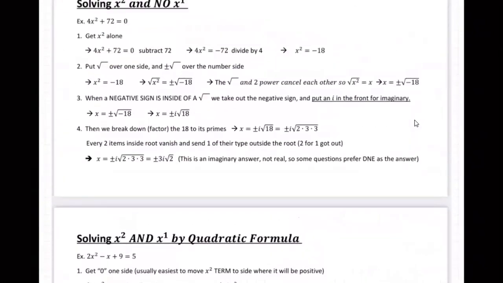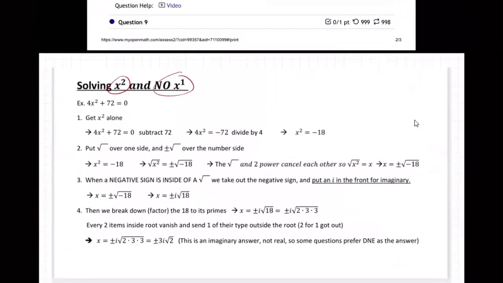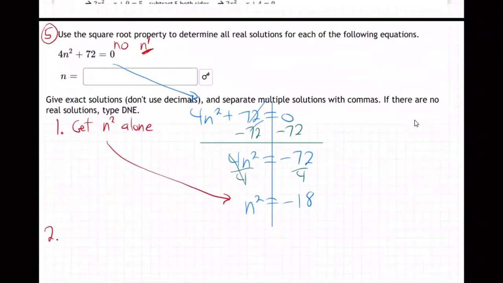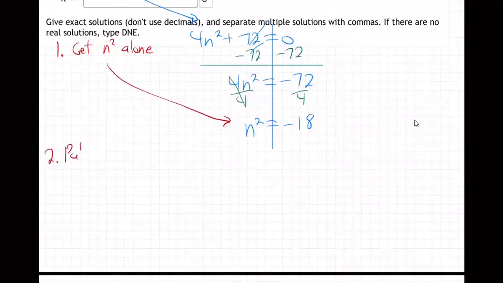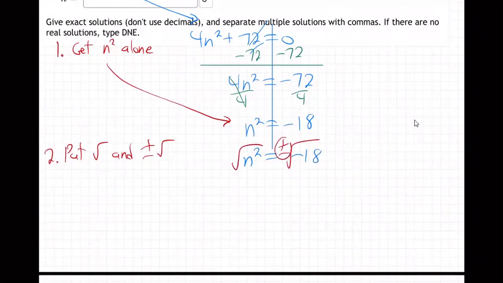Step number 2. So I'm looking back at these instructions. You have x squared and no x to the first. That's us, right? We just have an x squared and no x to the first. You get the x squared alone. We did. That's right where we're at. And then you put a root and a plus or minus root. You got to remember that plus or minus over the two sides. So I'm going to put root plus or minus root. So I'm going to take that n squared is negative 18. I'm going to go root and root with plus or minus. Don't forget that plus or minus on the number side.